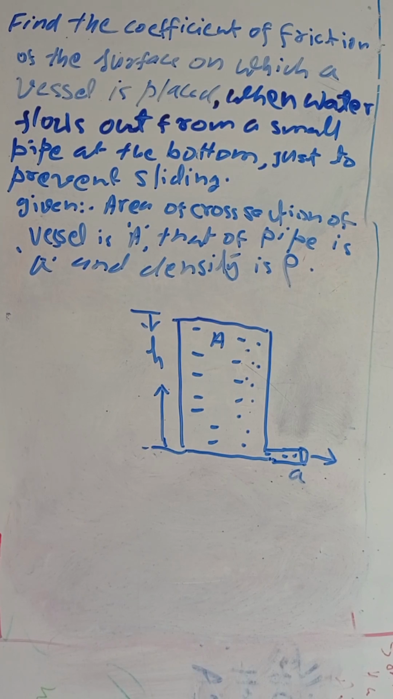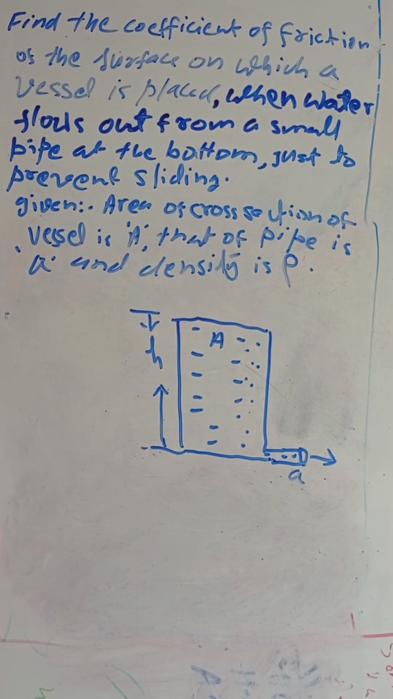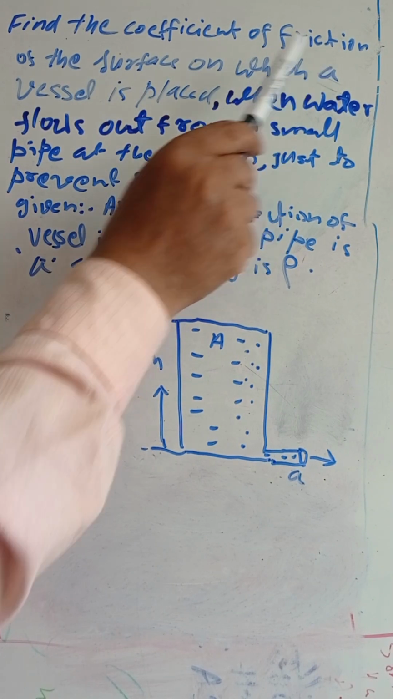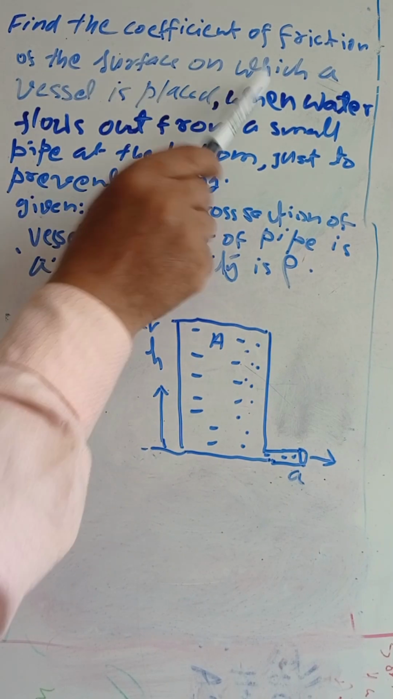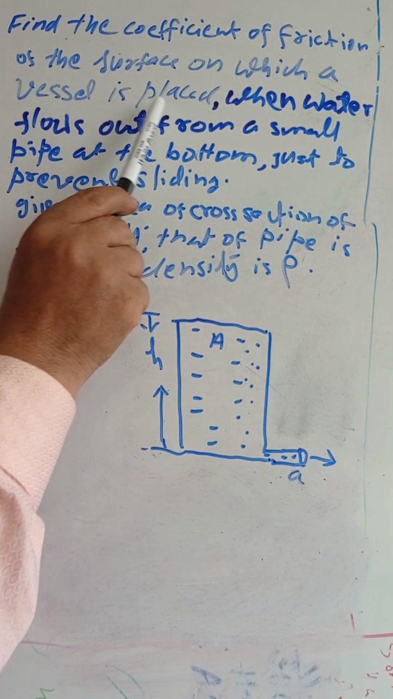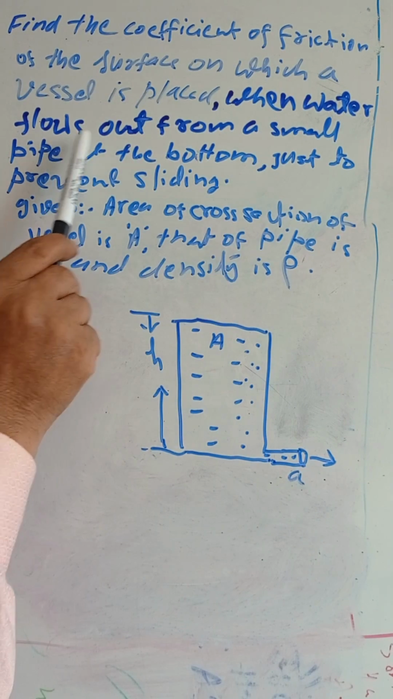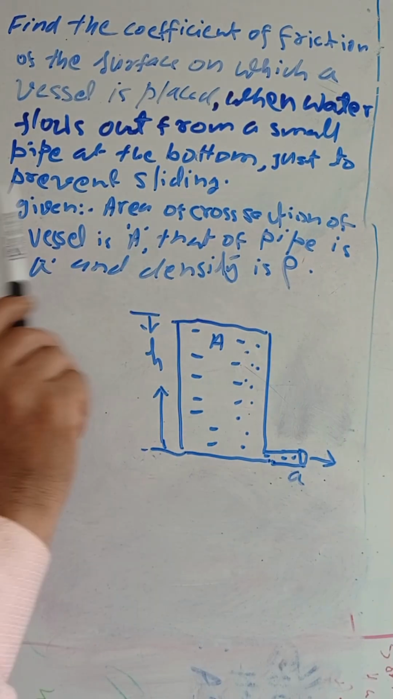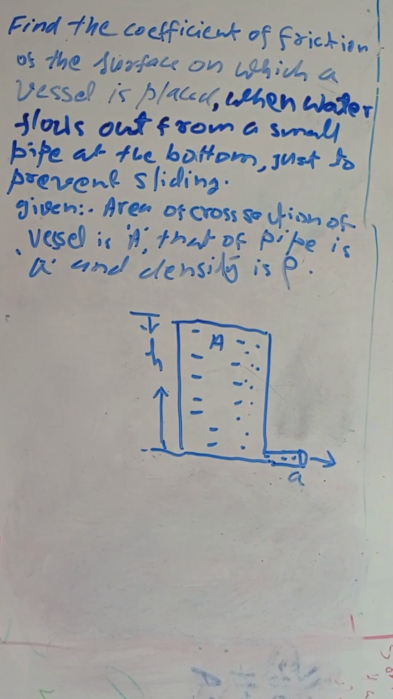Hello everyone, let's do a problem of fluid mechanics. The problem is written here. Find the coefficient of friction of the surface on which a vessel is placed when water flows out from a small pipe at the bottom, just to prevent sliding.